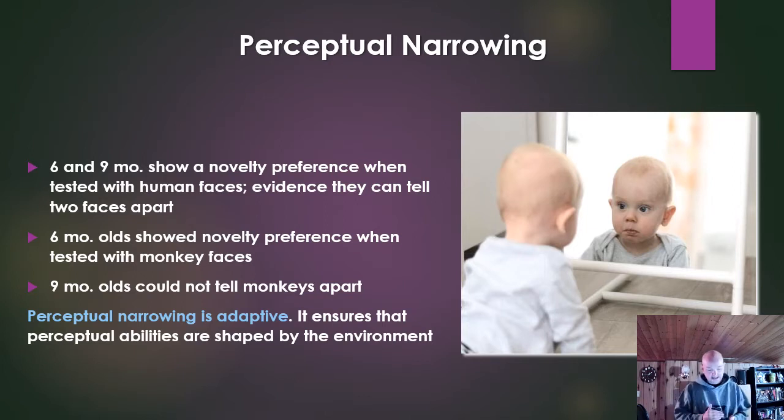Perceptual narrowing is adaptive. It ensures that perceptual abilities are shaped by the environment. So think about how wild that is. It's almost like the idea of how language works, that the baby's able to learn in any direction in the language. That's kind of an example of, it's not really perceptual. The perceptual part, it would be perceptual narrowing to the extent that language is perceptual. And there's a huge perception aspect of every aspect of language.